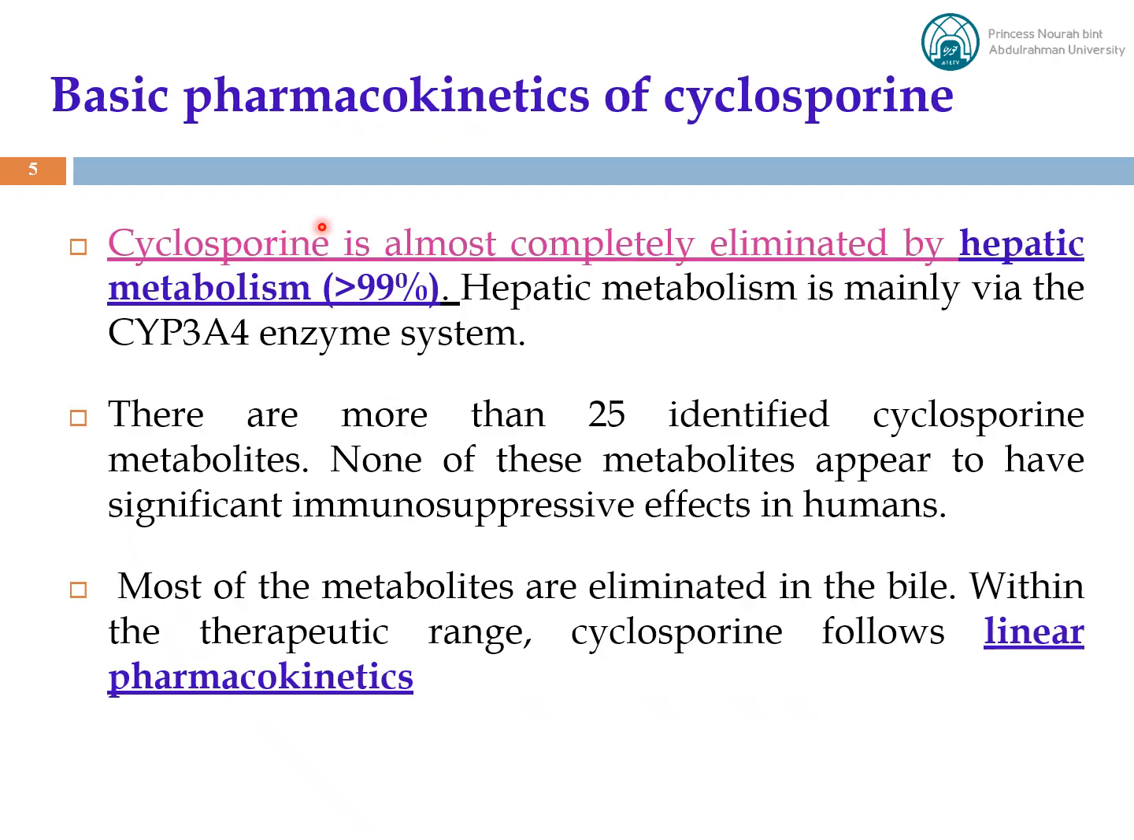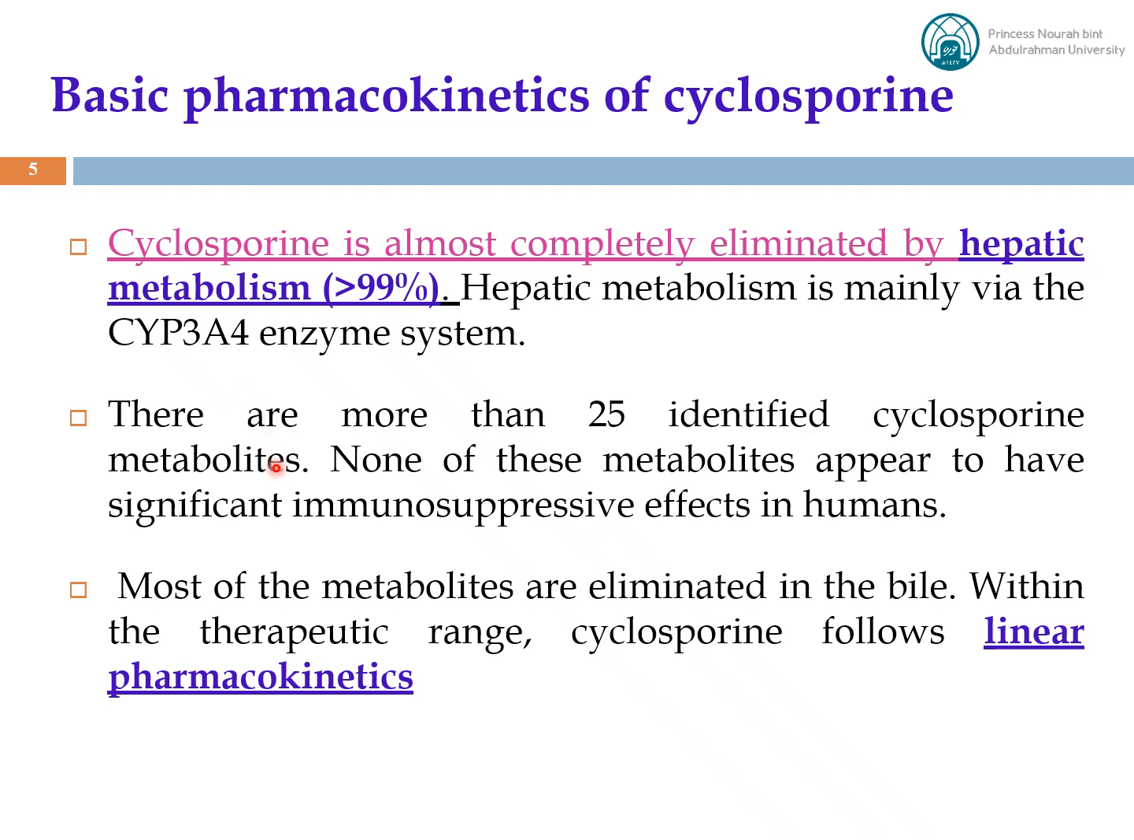Now, the basic pharmacokinetics of cyclosporin. Cyclosporin is almost completely eliminated by hepatic metabolism, not like aminoglycosides, which are entirely eliminated through the renal route. For cyclosporin, not more than 1% is eliminated unchanged, with about 99% eliminated by hepatic metabolism, mainly via the CYP3A4 enzyme system.